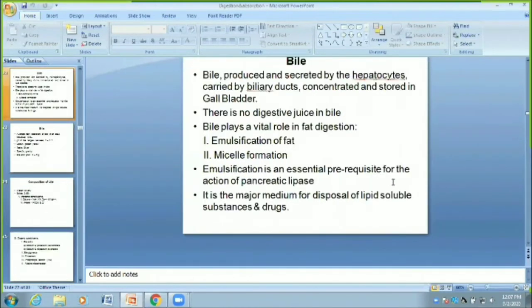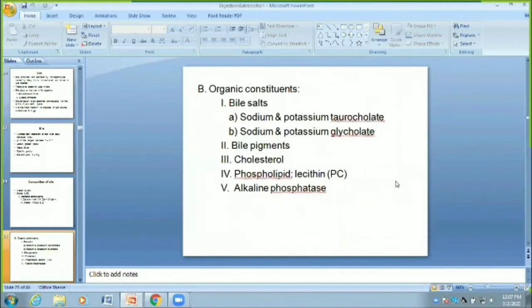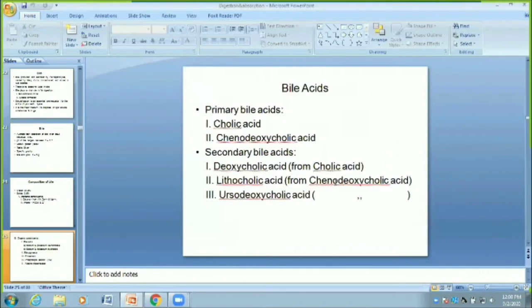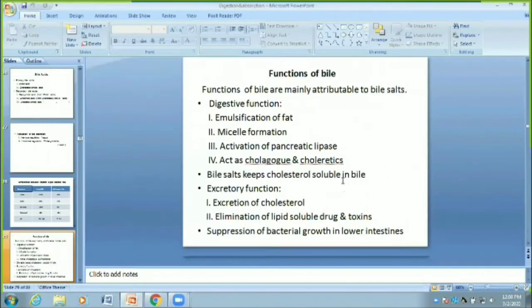Names of the digestive enzymes we must know. What are the enzymes of carbohydrate digestion? What are the enzymes of fat digestion? Enzymes of protein digestion? That we should know in details. There is no mercy in this matter. Okay.